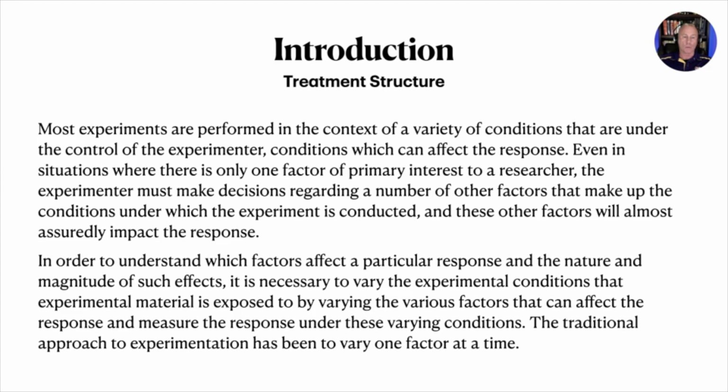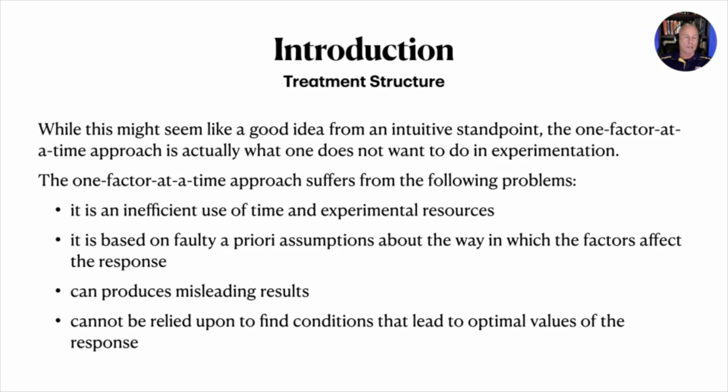In order to understand which factors affect a particular response and the nature and magnitude of such effects, it is necessary to vary the experimental conditions that experimental material is exposed to by varying the various factors that can affect the response and measure the response under these varying conditions. Now, the traditional approach to experimentation has been to vary one factor at a time. While this might seem like a good idea from an intuitive standpoint, the one factor at a time approach is actually what one does not want to do in experimentation.